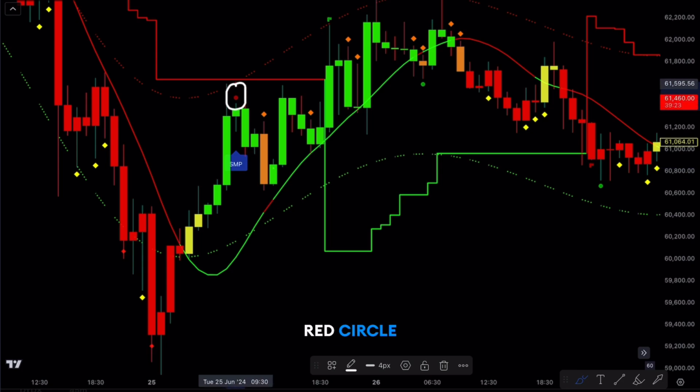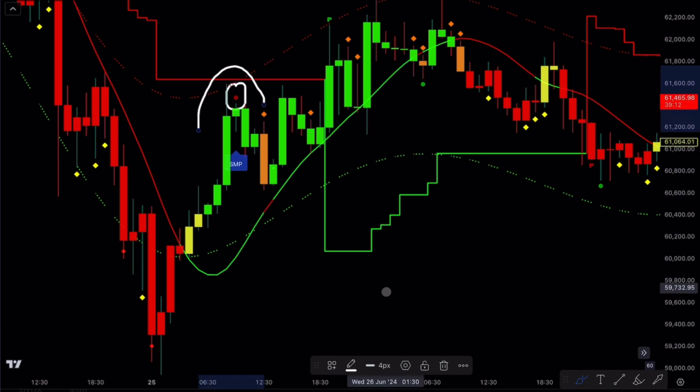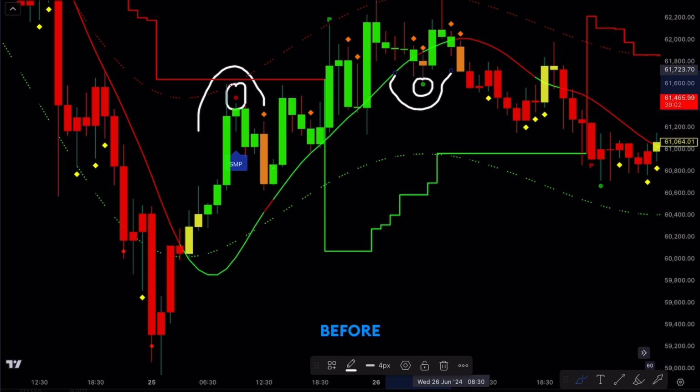This little red circle is a bearish reversal. It represents a reversal or retest from the current price action. And the green circle is a bullish reversal, which means the price is going to retest before making a move.